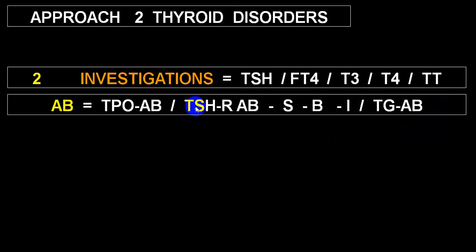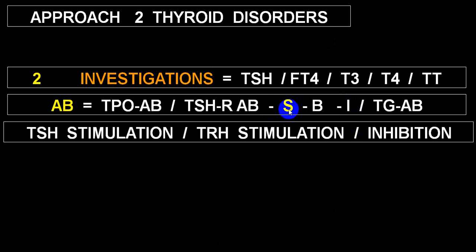Here this is called TRAB. So TSH receptor antibodies, which are usually stimulating antibodies or inhibitory antibodies, or we call blocking antibodies. Stimulatory antibody is very common in Graves' disease.